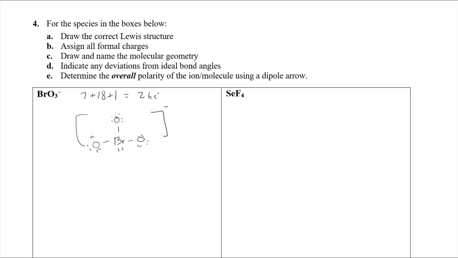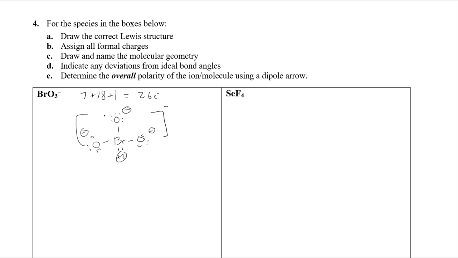Now, here we need to look at the formal charges. Each oxygen is single bonded, so that's going to be a negative. That's going to be a negative. That's going to be a negative. And bromine is going to be, what, 7 minus 2 is 5, minus 3 makes that guy a positive 2.